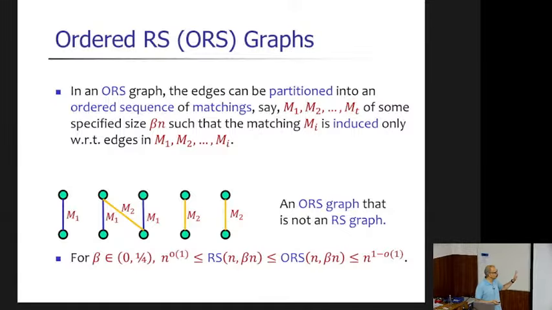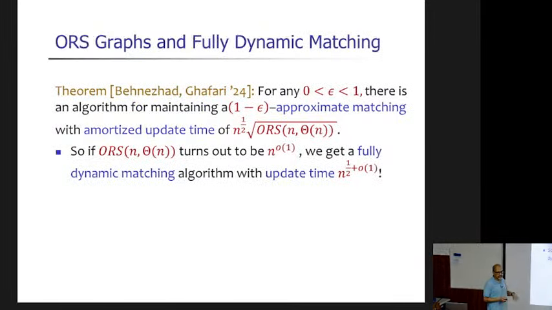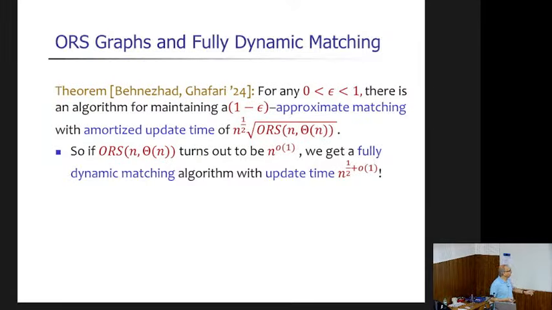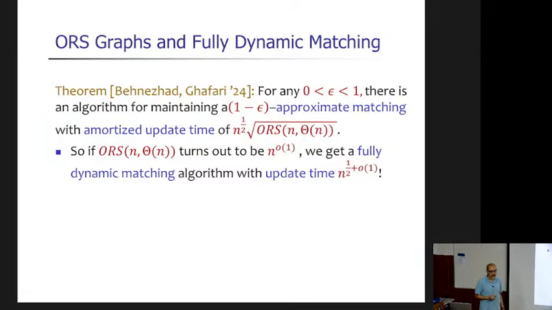Okay, so what does this twist buy us? There is a beautiful result of Soheil Behnezhad and Alma Ghafari, which shows the following. With this twist in place, you can come up with a fully dynamic algorithm for maintaining a 1 minus epsilon approximate matching, where the update time is going to be square root n times square root of ORS of n comma theta n.